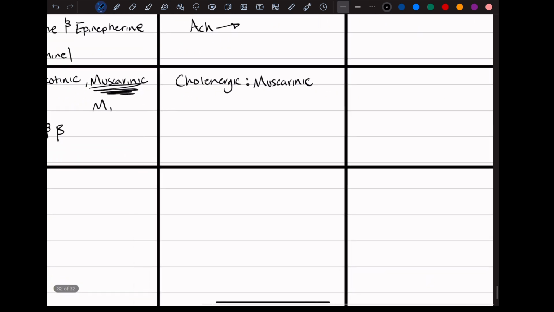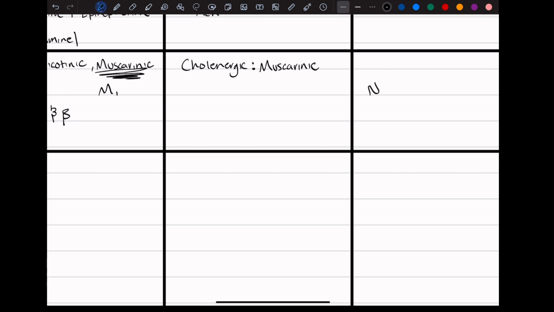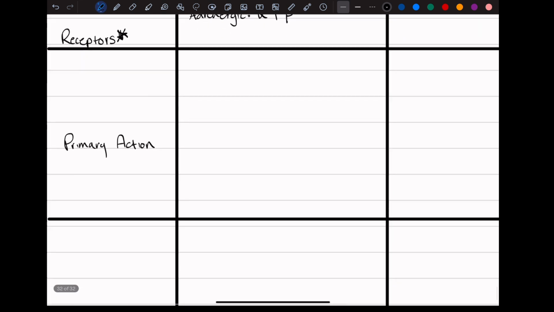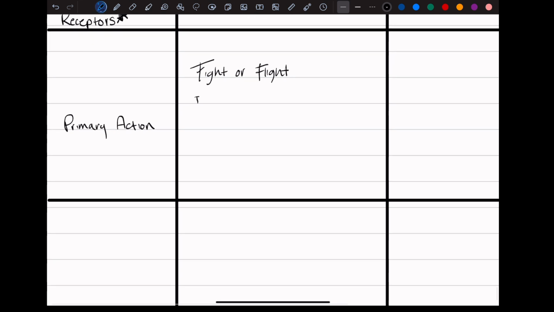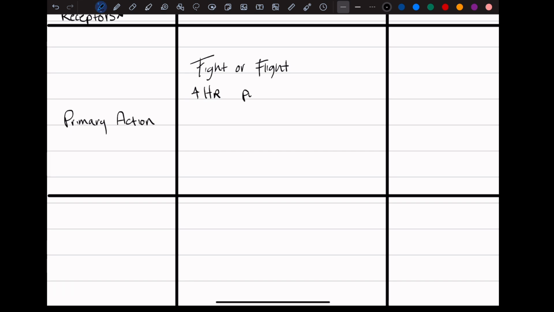And receptors for somatic would just be nicotinic, which just uses acetylcholine. Okay, primary actions when we're looking at the sympathetic division. This is our fight or flight, which just means increased heart rate, could mean pupil dilation, could be things like glucose release.